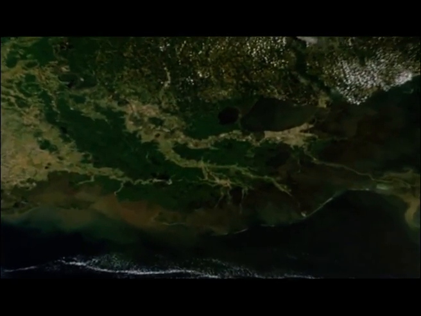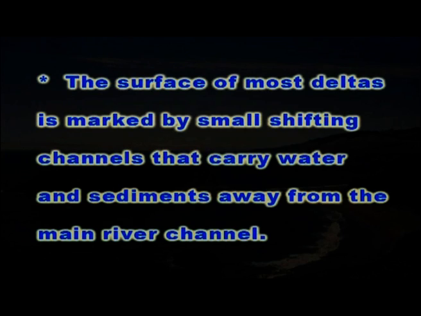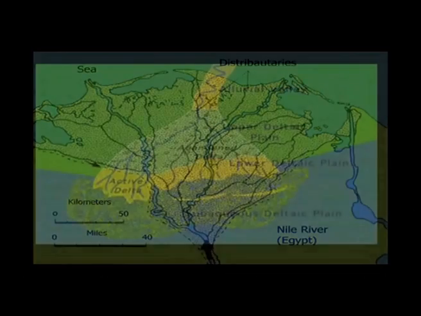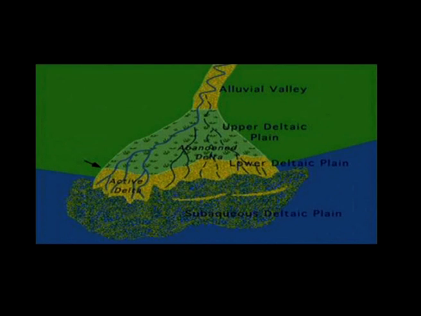A delta is the body of sediment that contains numerous horizontal and vertical layers. Deltas are created when the sediment load carried by a stream is deposited because of a sudden reduction in the stream velocity. The surface of most deltas is marked by small shifting channels that carry water and sediments away from the main river channel. These small channels also act to distribute the stream's sediment load over the surface of the delta. Many deltas are triangular in shape.